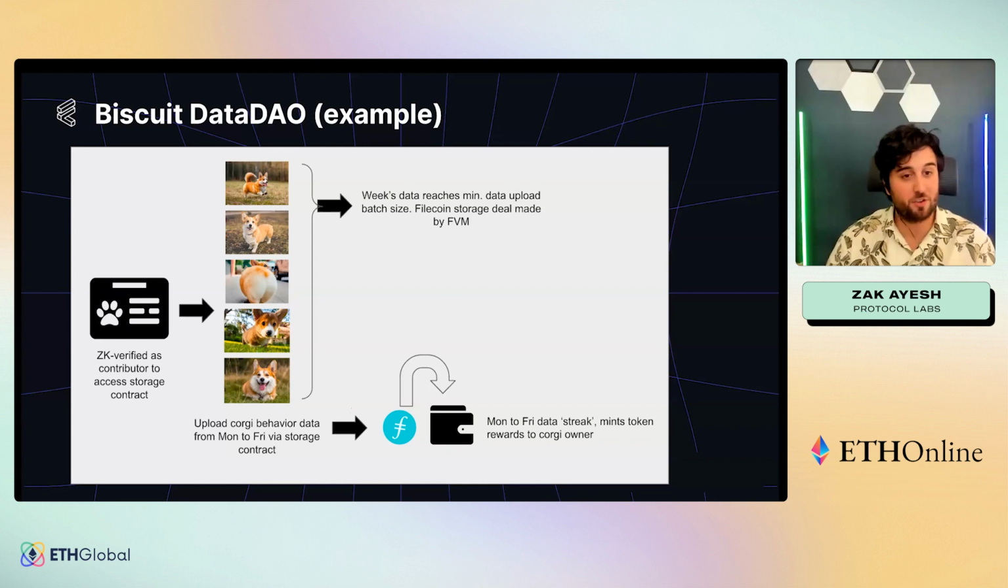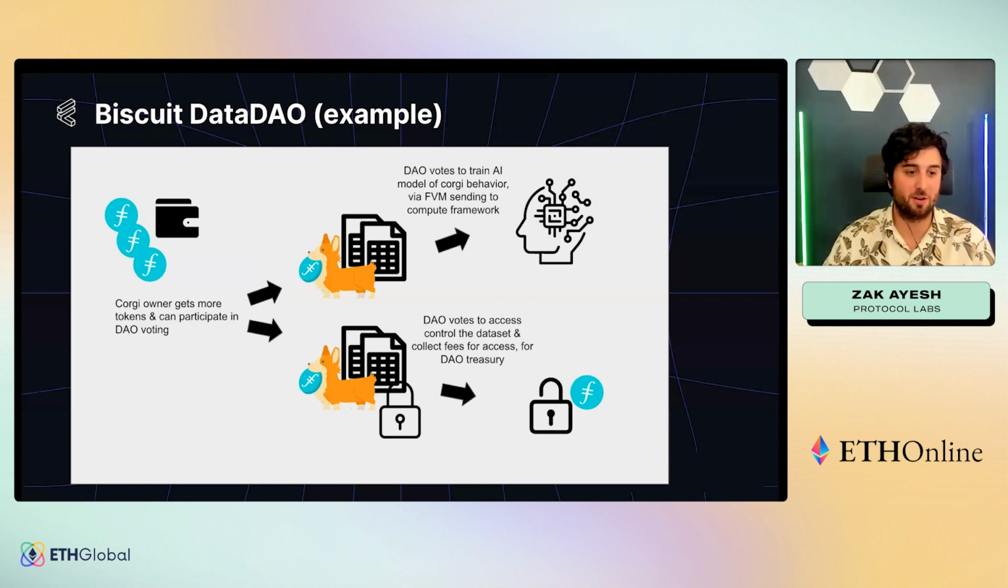But these contributors, either way, they can upload data to the DAO throughout the week, and they can be minted tokens to reward corgi owners, right? And so this DAO could collect crowdfunded money like Phil, or they can mint their own token for the DAO and reward people as they upload data to the Filecoin network, data that the DAO finds particularly useful. In this case, maybe health data on corgis, right? So as corgi owners participate in the DAO, they can get more tokens and further participate in DAO voting.